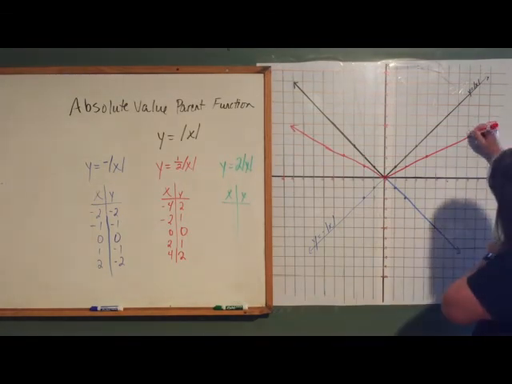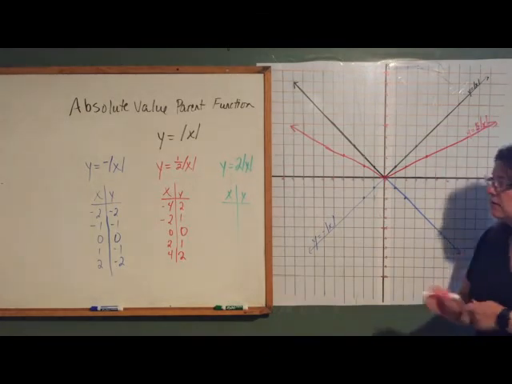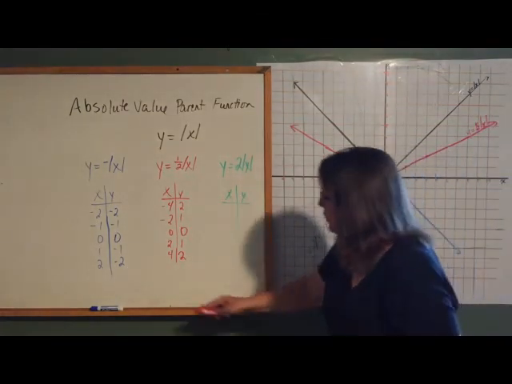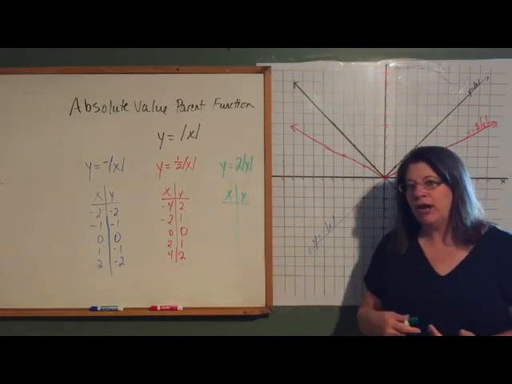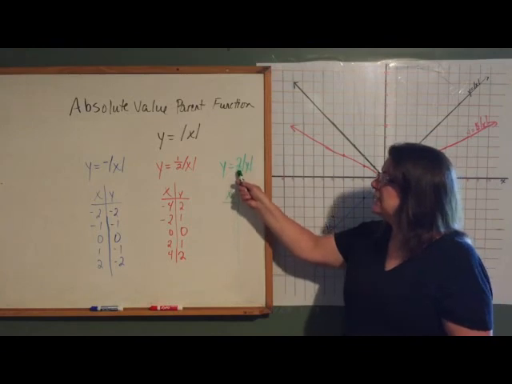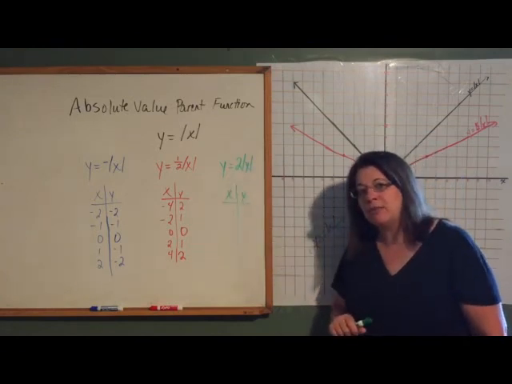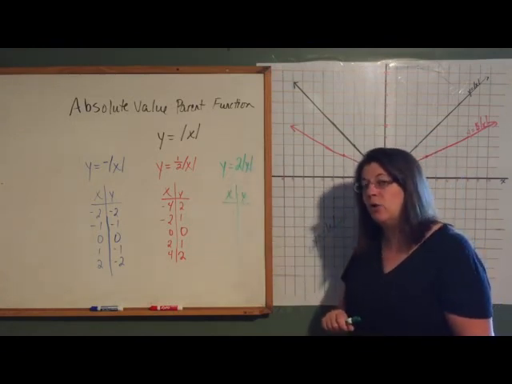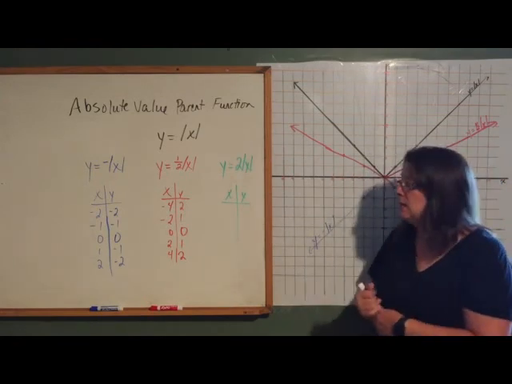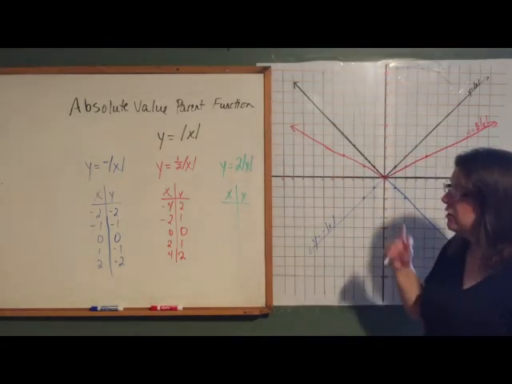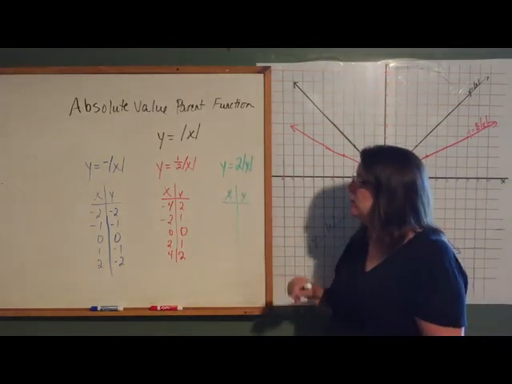So this one is y equals 1/2 absolute value of x. I'll just put that there so we don't get confused of which equation is which. So knowing that and thinking about your knowledge from quadratics, what would you predict y equals 2 times the absolute value of x would be? Would it be narrow or wide? Would it open up or open down? Think about those things. I'm going to say it's going to be narrow and it's going to open up.